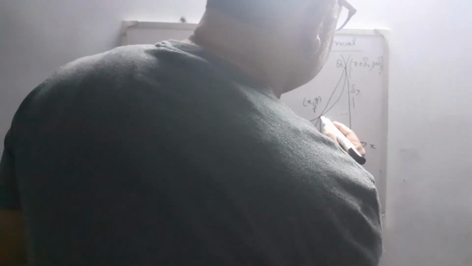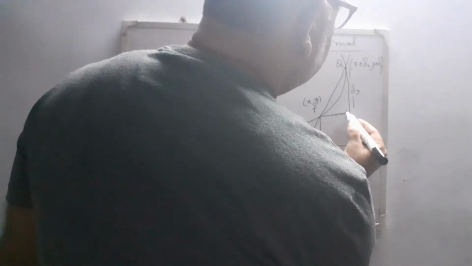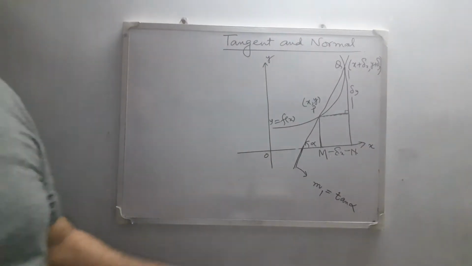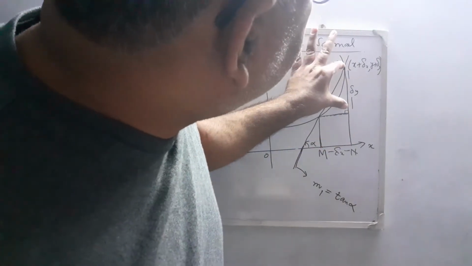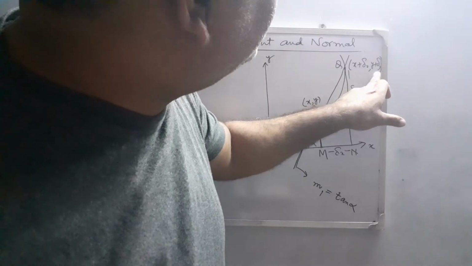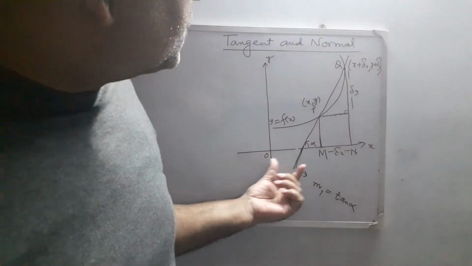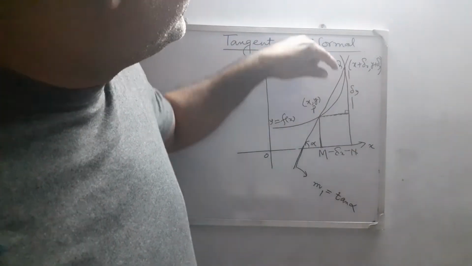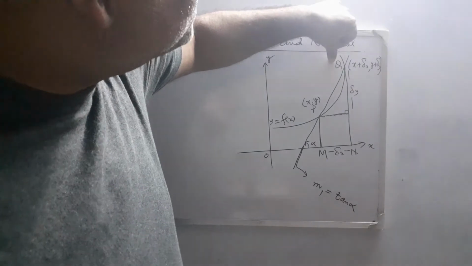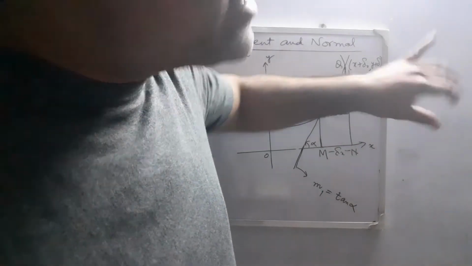Say this length, delta y. So if there is a small change in x as well as a small change in y, then in that case we have this length is y, this length is y, and this one becomes delta y, so that this whole length becomes y plus delta y. So you can understand that a small increase in x, that is x plus delta x, and a small increase in y, that is y plus delta y, gives us the coordinates of point Q, that is x plus delta x and y plus delta y.